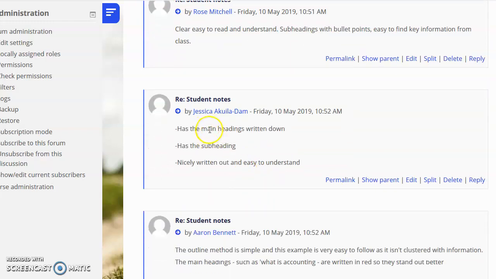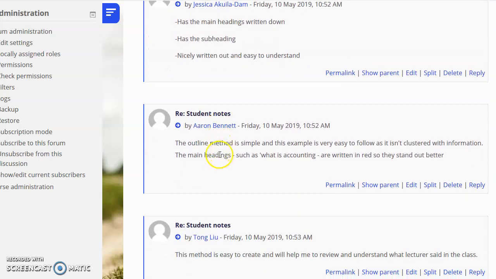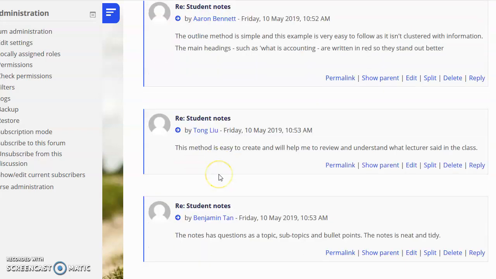Again, a lot of people were finding main headings and subheadings, and that was a part of what they were doing with that mind mapping activity that I'd given them, and going through the styles that were in that expert video. Some were pointing out what kind of actual style they were using, the outline method as opposed to the mind mapping method.